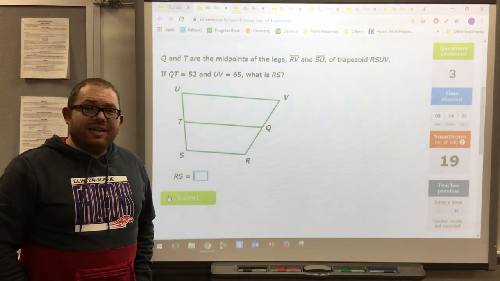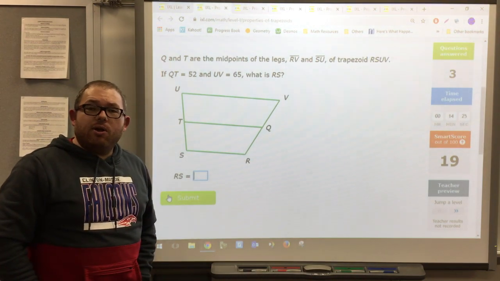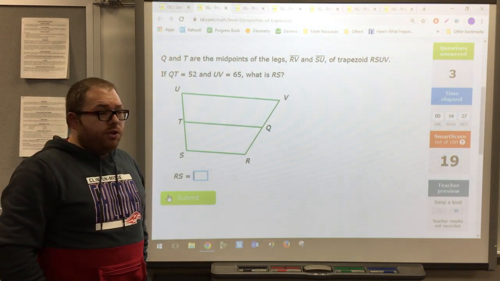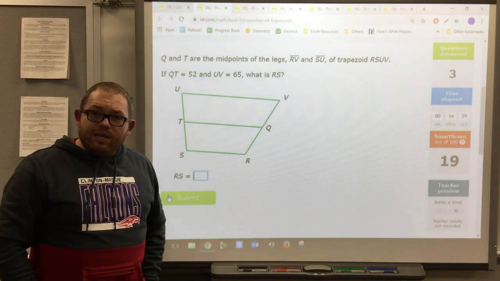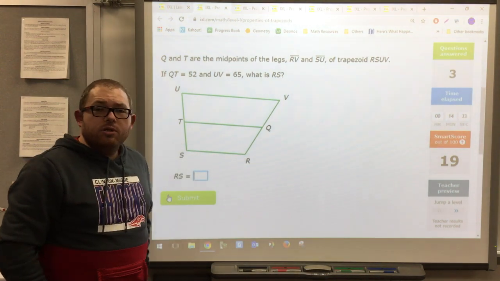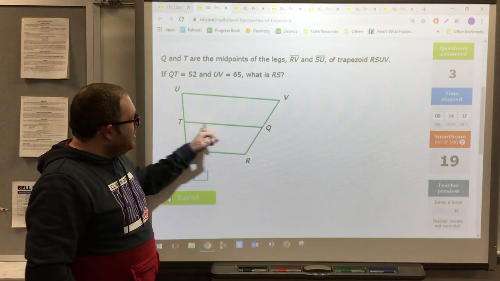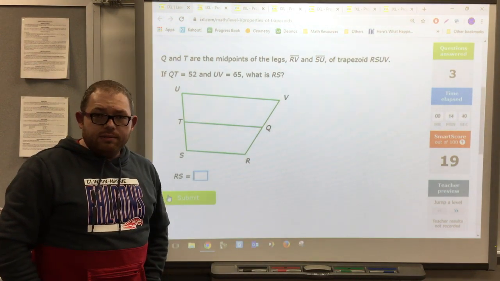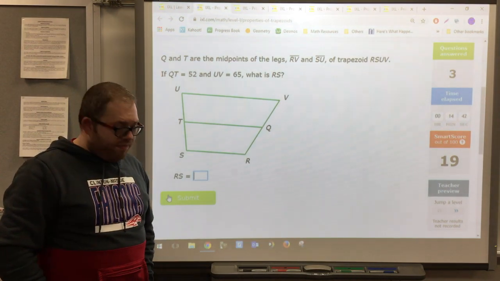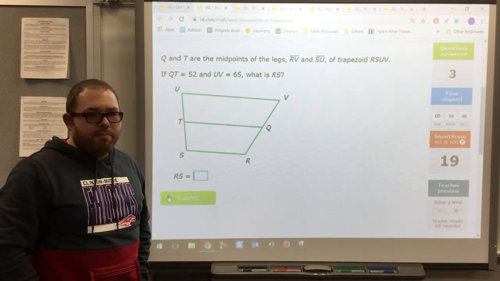Now this next diagram is showing a segment in the trapezoid that's called a mid-segment. The good news is the mid-segment is halfway between the two bases. So if I know how far apart the bases are, then I can find the length of the mid-segment. But the same is also true if they give me the mid-segment and ask me to find either of the bases.